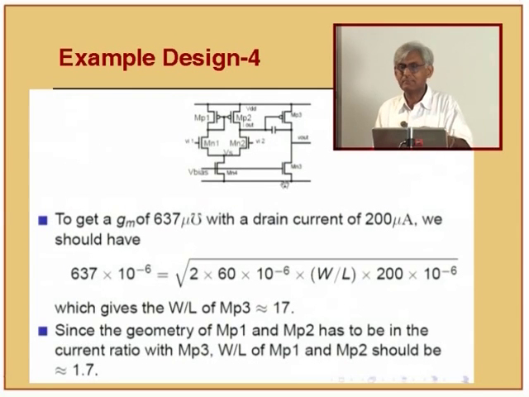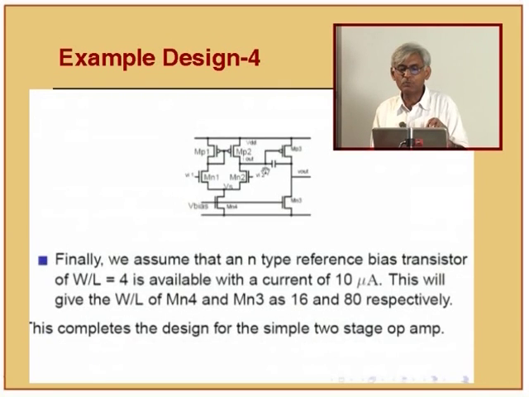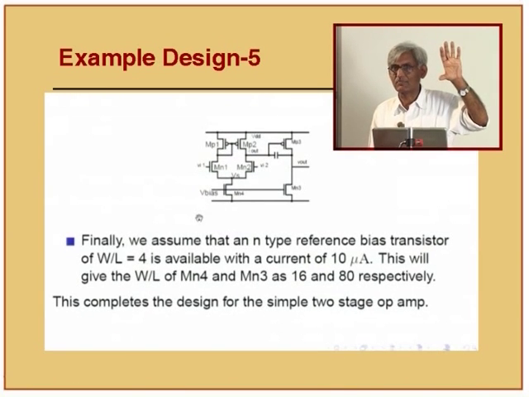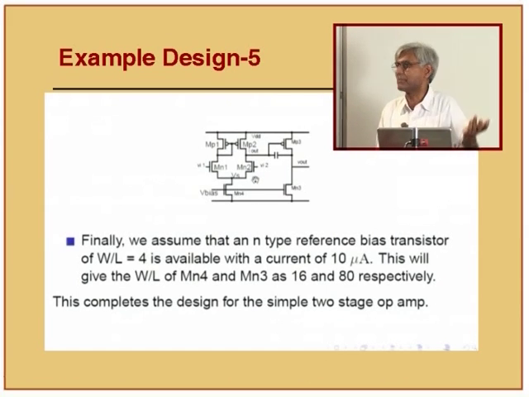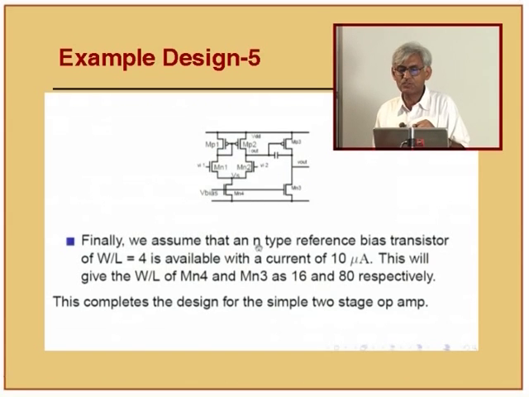Now this bias generation Madam Shujai will be doing later with you. But for this bias, assume that there is a reference transistor of W by L 4 which these are mirroring, and which carries 10 microamps just for the sake of calculating. So we assume that an n-type reference bias transistor of W by L equal to 4 is available with a current of 10 microamps. Okay, and these are mirroring the current for this.